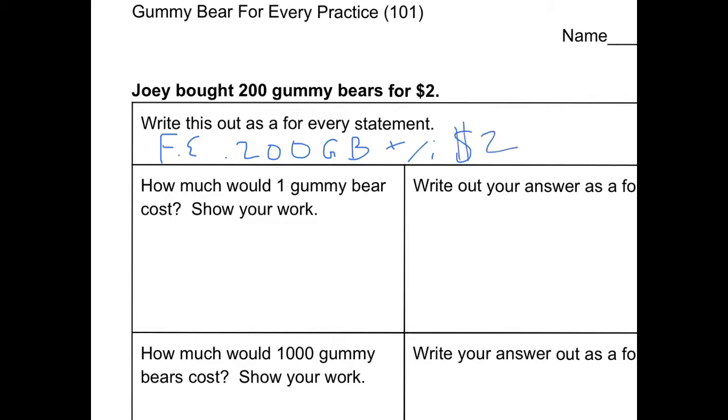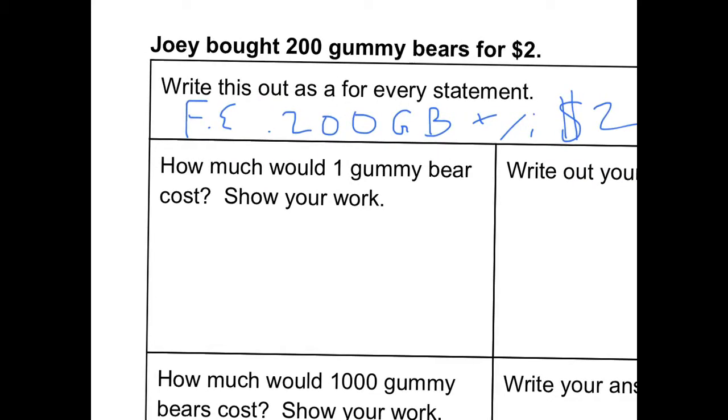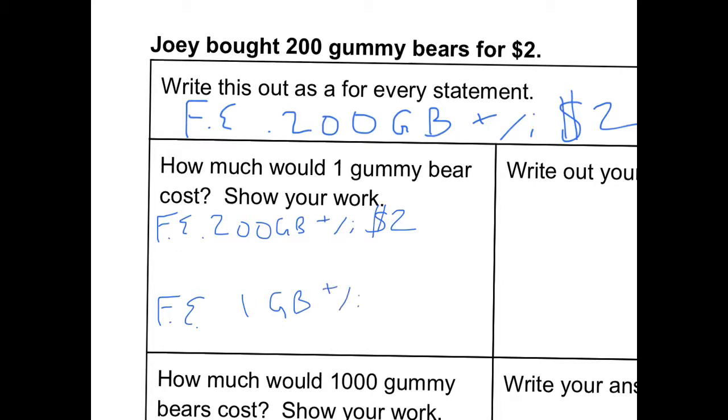And then the first question says, how much would one gummy bear cost, and asks us to show our work. So we're going to use that for every statement here. For every 200 gummy bears, there is $2. But I don't want it for 200 gummy bears. I want to know how much does each one gummy bear cost me. And so I'm solving for money.